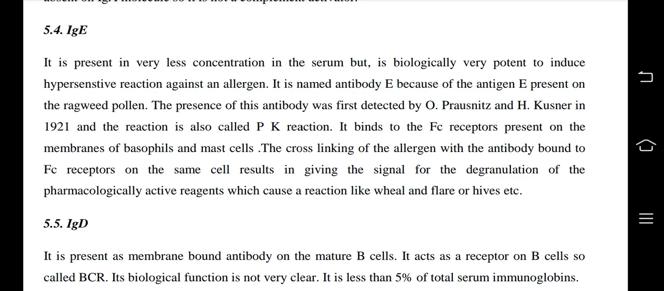It binds to the Fc receptor present on the membranes of basophils and mast cells. The cross-linking of the allergen with the antibody bound to Fc receptors on the same cell gives the signal for degranulation of pharmacologically active agents, which cause reactions like wheal-and-flare or hives.